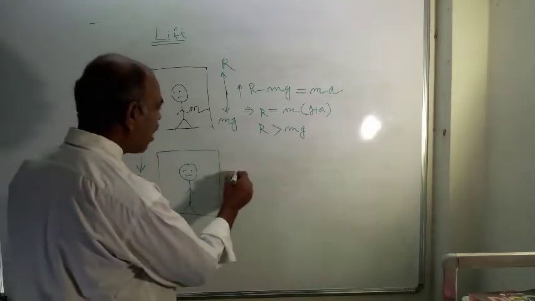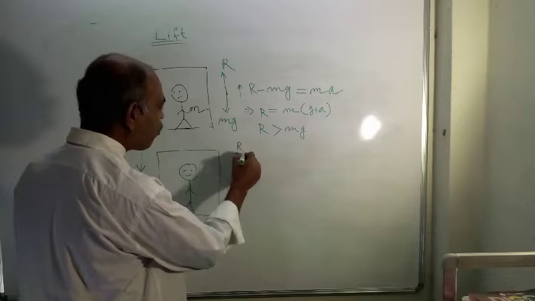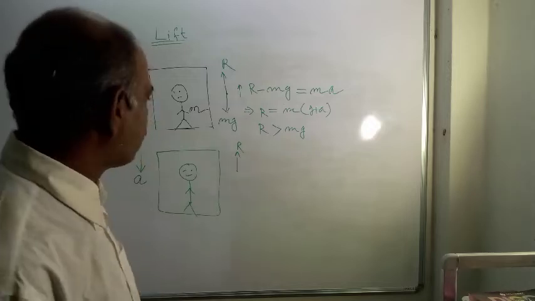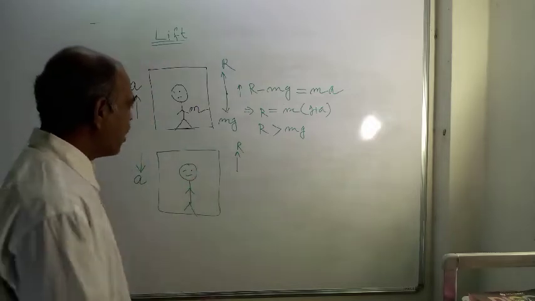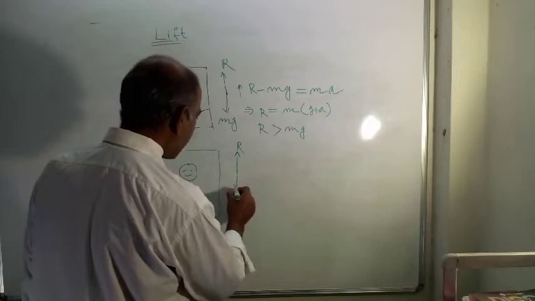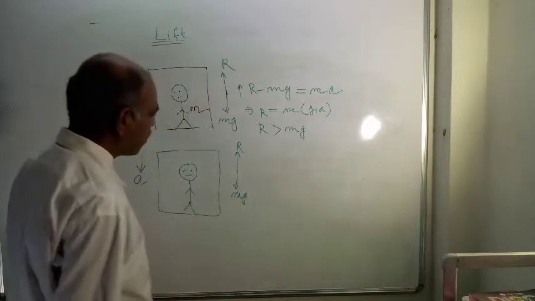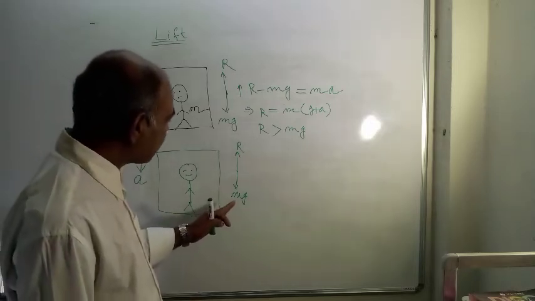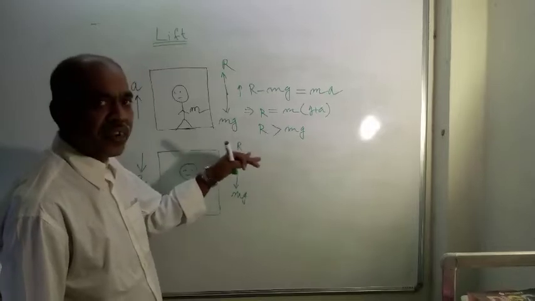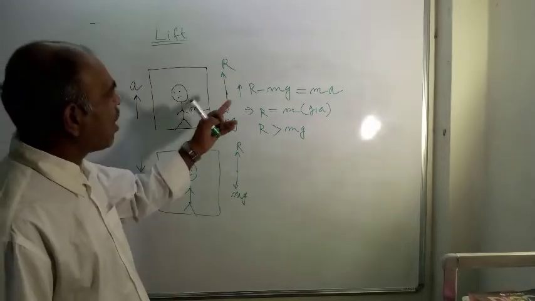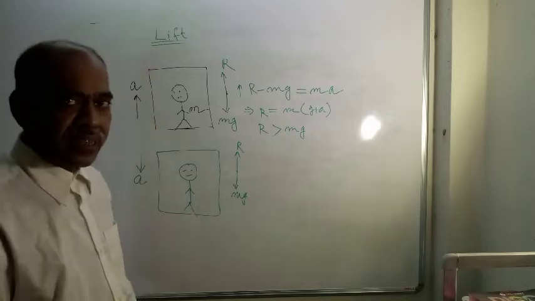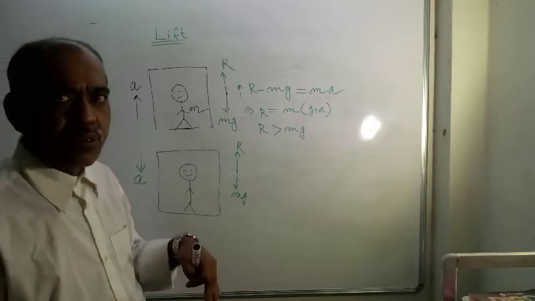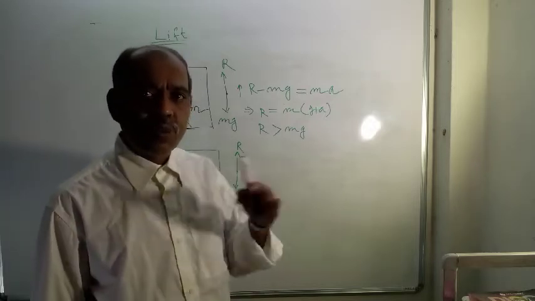So here also R must be acting in the upward direction, because still the man is standing on the floor of the lift. And the weight of the man will be acting in the downward direction, and acceleration is in the downward direction. That means in this case, the weight of the man mg must be greater than R. In the previous case, R was greater than mg. In this second case, mg must be greater than R. That is why downward movement with an acceleration is possible. Otherwise, it would not be possible.